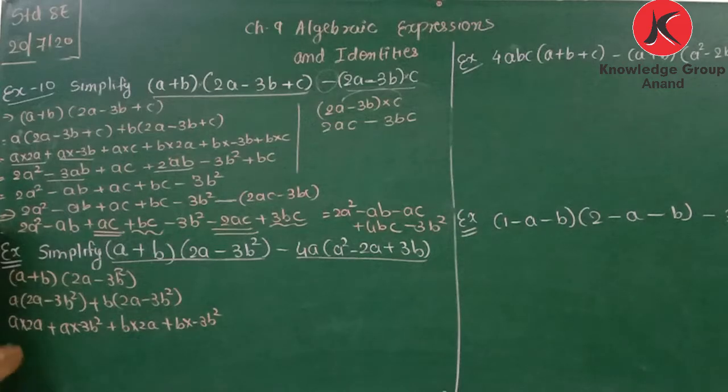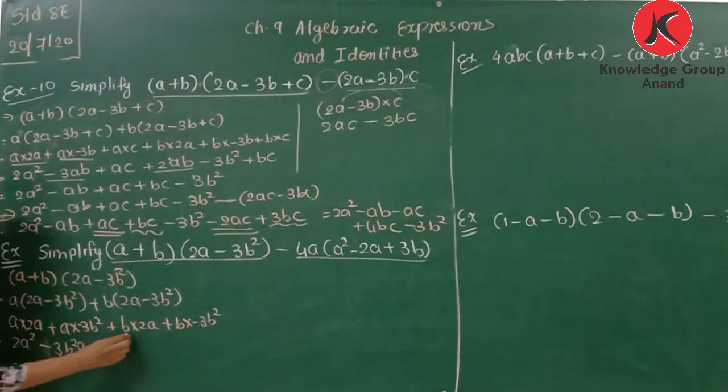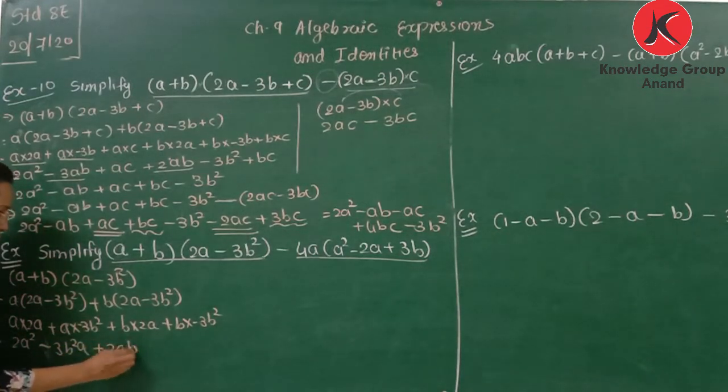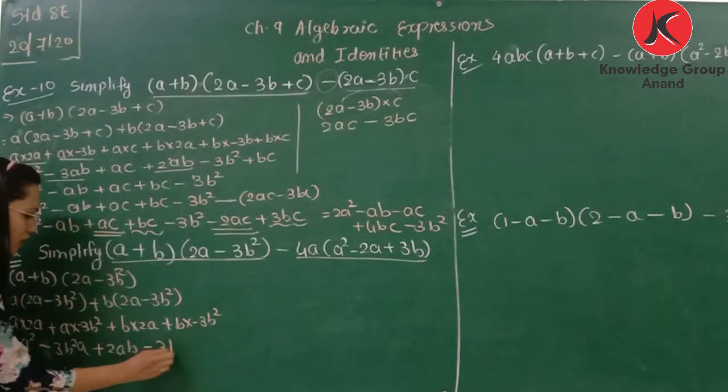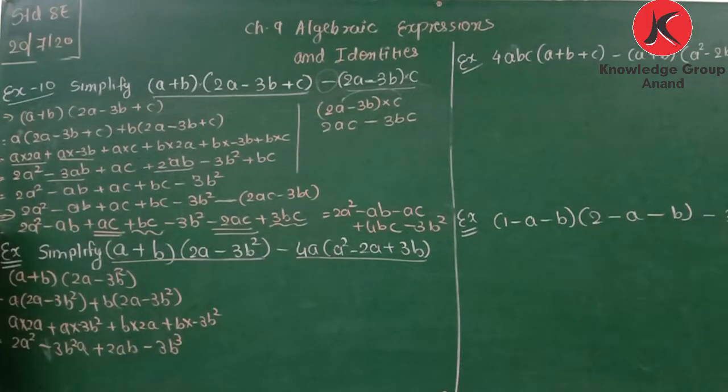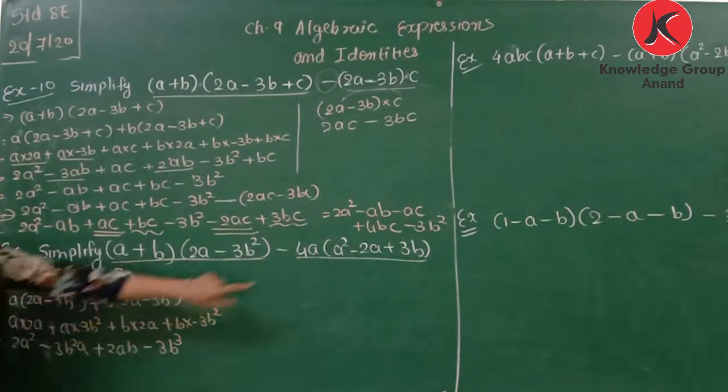Now we have 2a square plus, here minus 3 and plus 1 becomes minus 3b square a, or you can write ab square. This is 2ab and minus 3b raised to 3. Okay. Now this part.